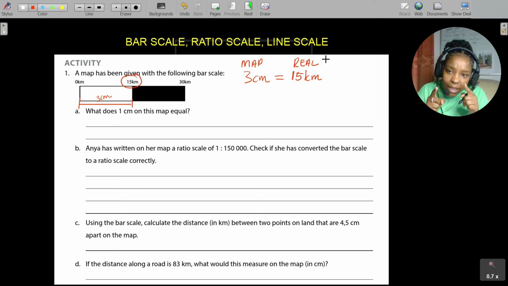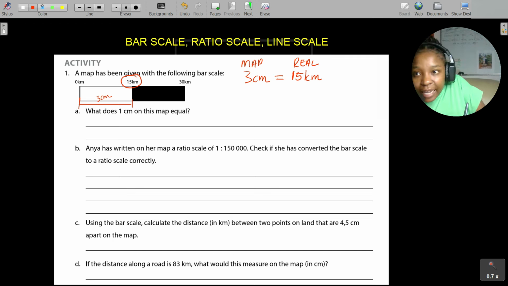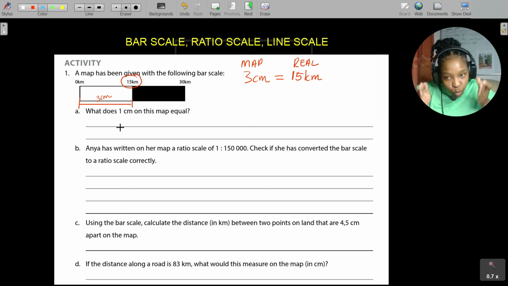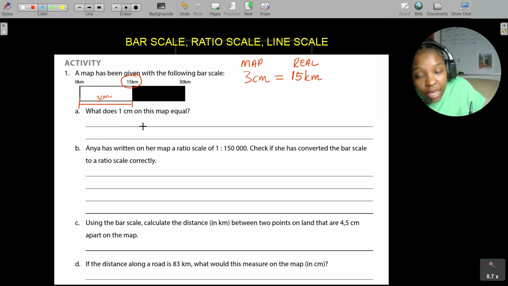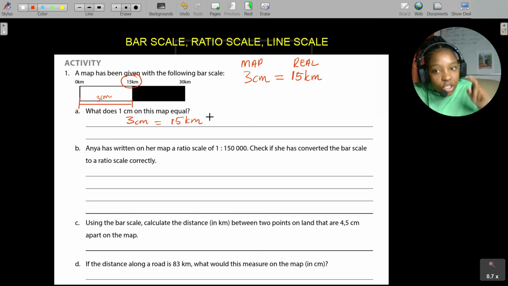Now this question is asking us, what does 1 centimeter on this map equal? So that basically means that, using that ratio that we've now determined from measuring our bar scale, we simplify that further to determine what 1 centimeter on the map is equal to. So we're going to take that 3 centimeters is equal to 15 kilometers, but the question is asking us, what is 1 centimeter on this map?